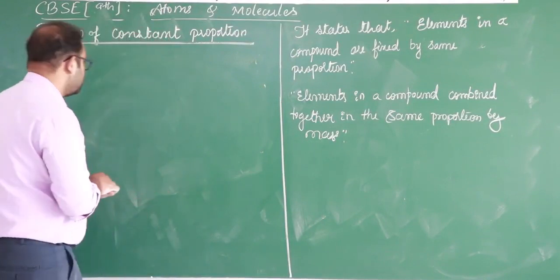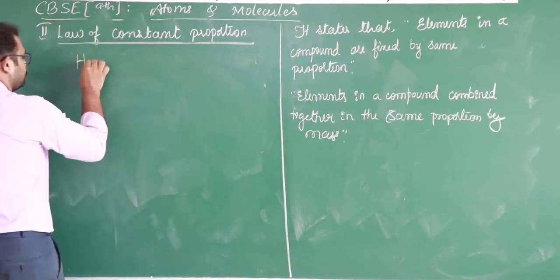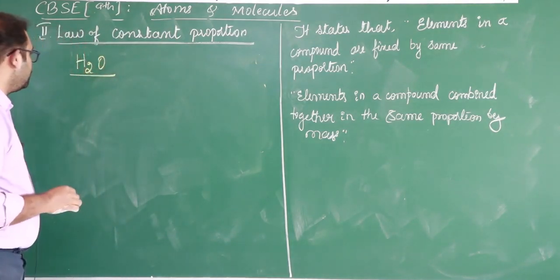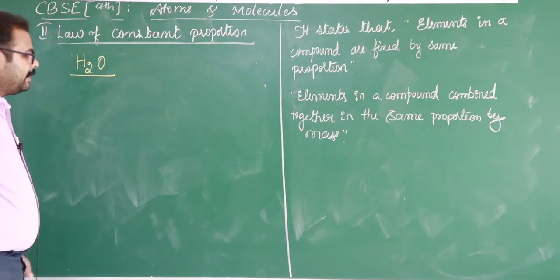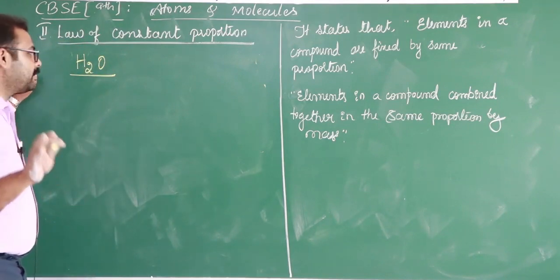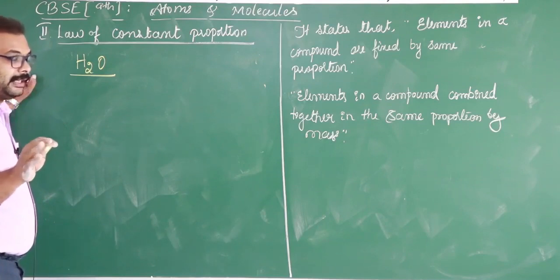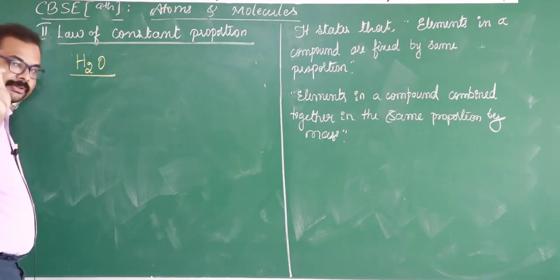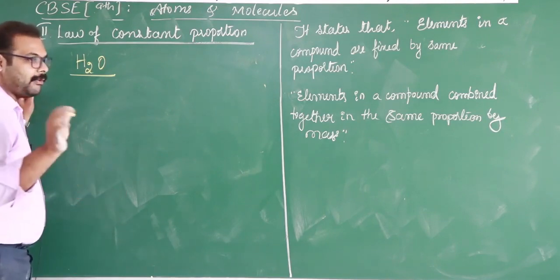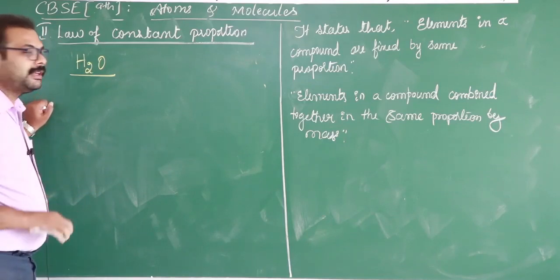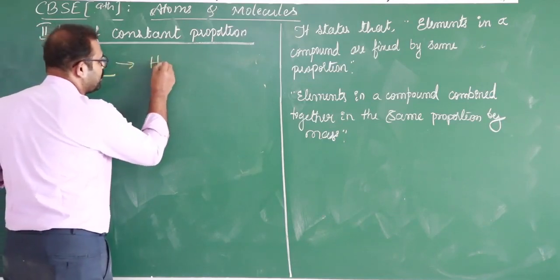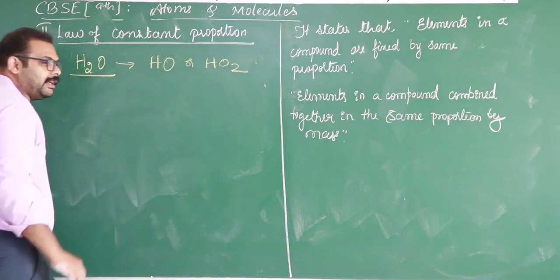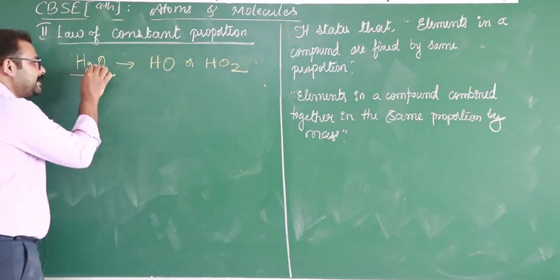Okay, let's see some examples. Say water. Water is made up of two elements, hydrogen and oxygen. While forming a compound, the number of elements is always fixed, and the ratio is also fixed. If you say water, we always write it as H2O only. We will not write it as HO or HO2. We always write water as H2O only.